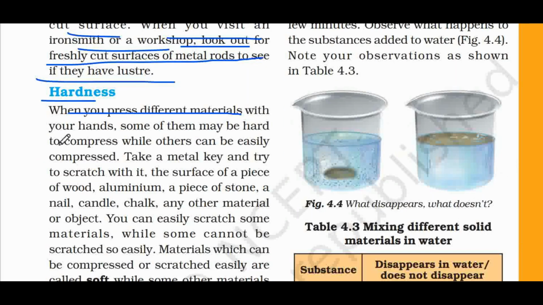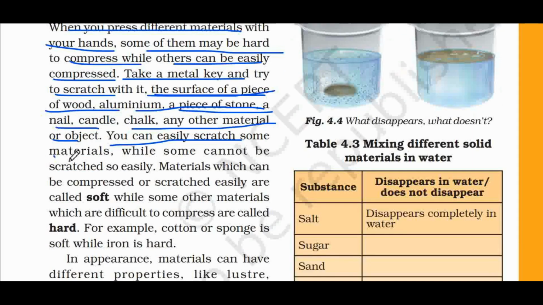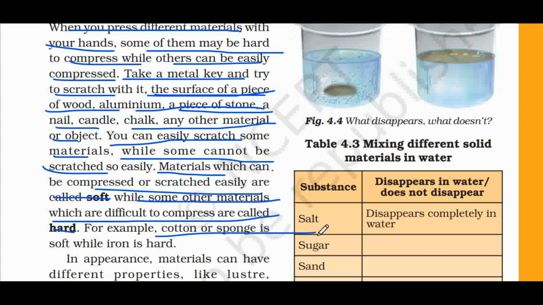Hardness. Press different materials with your hands. Some of them may be hard to compress while others can be easily compressed. Take a metal key and try to scratch with it the surface of a piece of wood, aluminium, a piece of stone, a nail, candle, chalk, any other material or object. You can easily scratch some materials, while some cannot be scratched so easily. Materials which can be compressed or scratched easily are called soft, while some other materials which are difficult to compress are called hard. For example, cotton or sponge is soft while iron is hard.